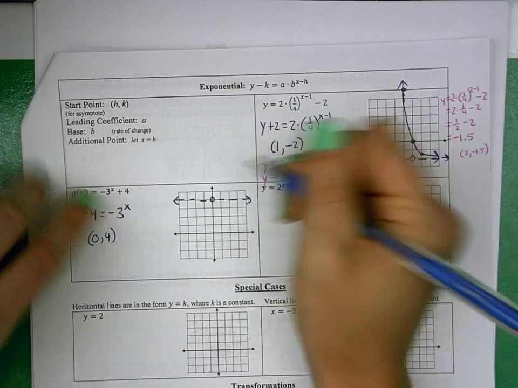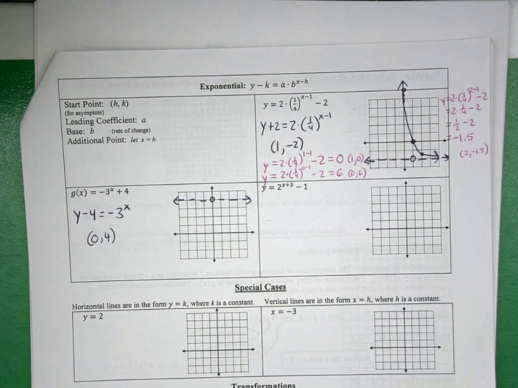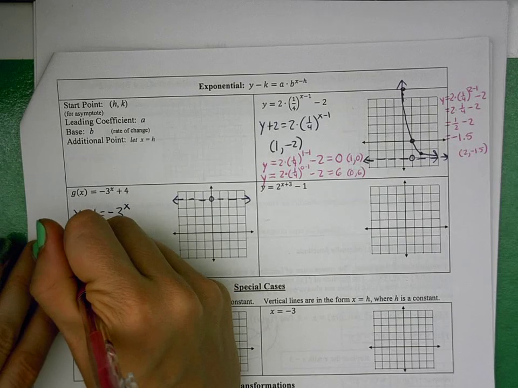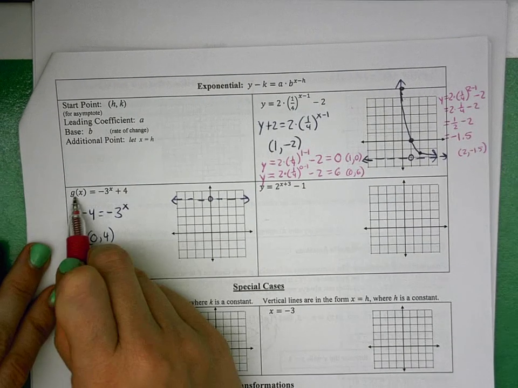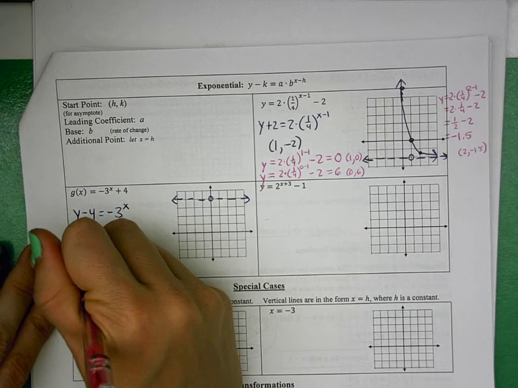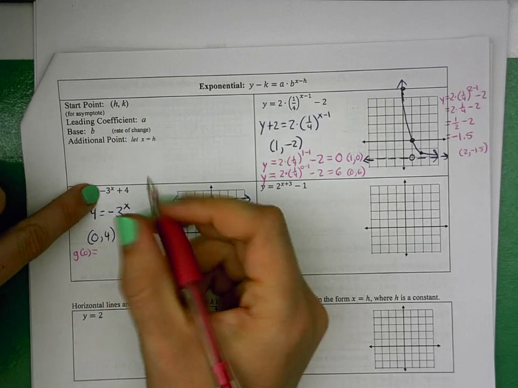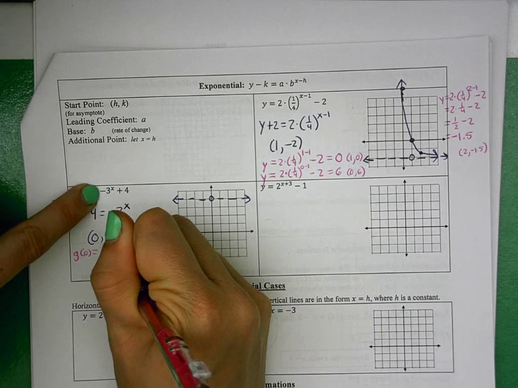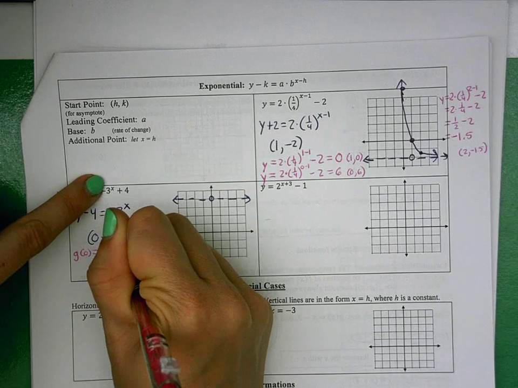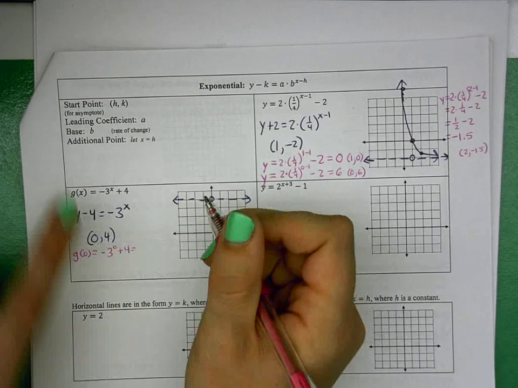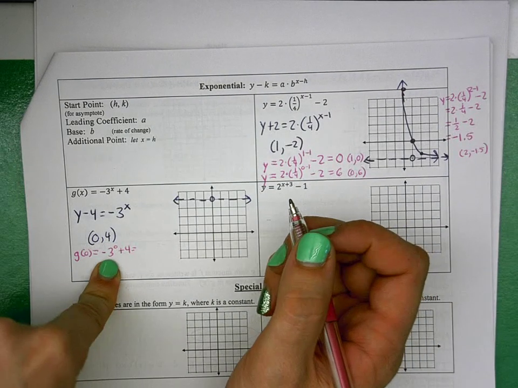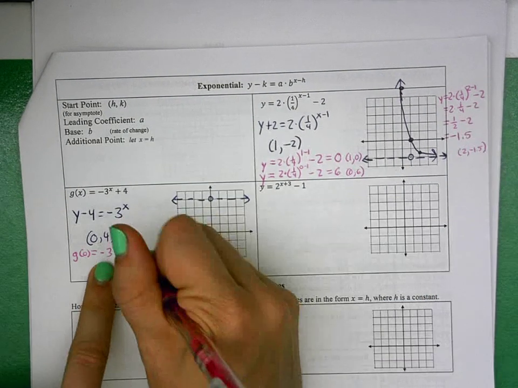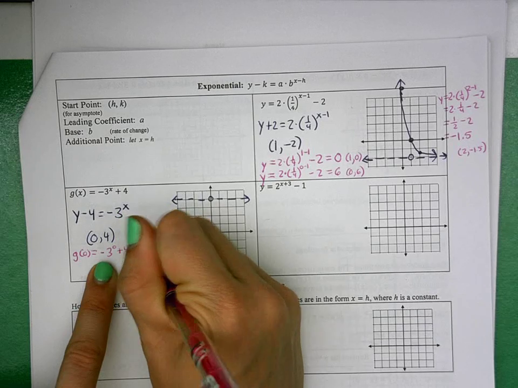And then you need to plug in 2 other values. It's your choice what you plug in. I tend to recommend plugging in the 0 that you've already found into your function. So we have g of 0 equals negative 3 to the 0 plus 4. Anything to the 0 is 1. Now careful that this stays negative 1 and doesn't become positive 1.